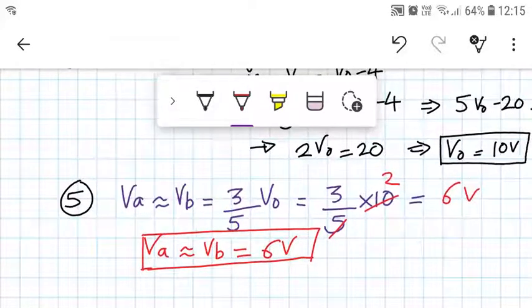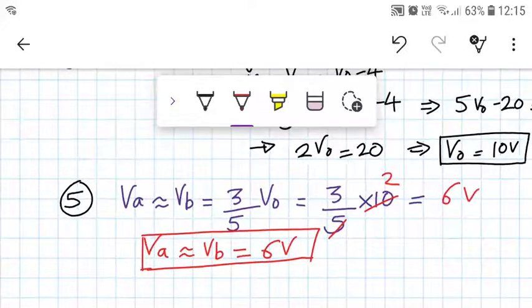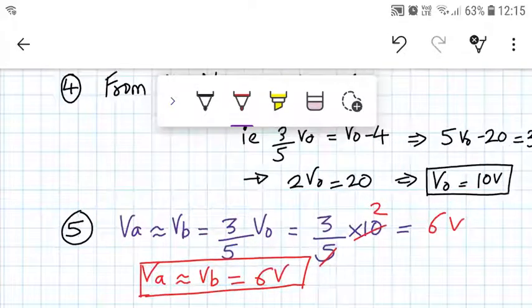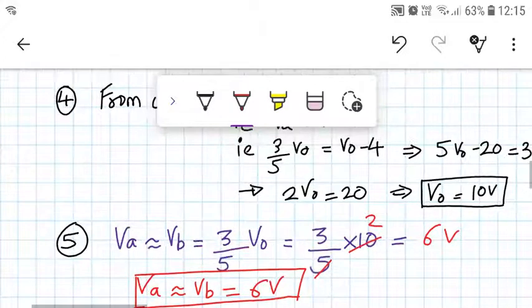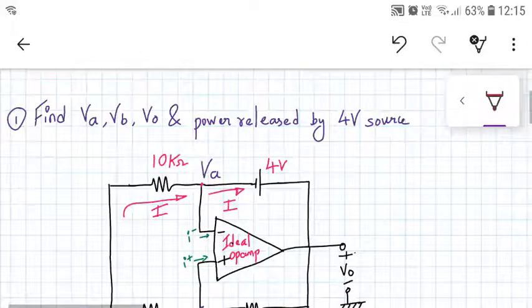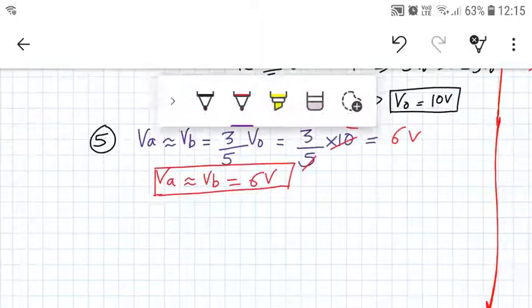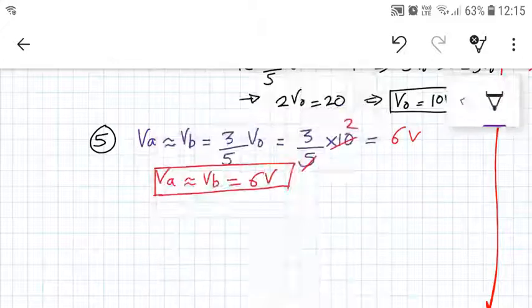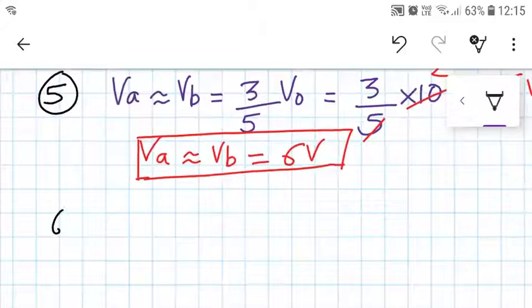And next, let us see in the numerical what we need to find out. Okay, so VA, VB, and V naught have been found out already, and we have to determine the power released by the 4-volt source. So let us do that. Let me select black color again, and let me write step number 6.